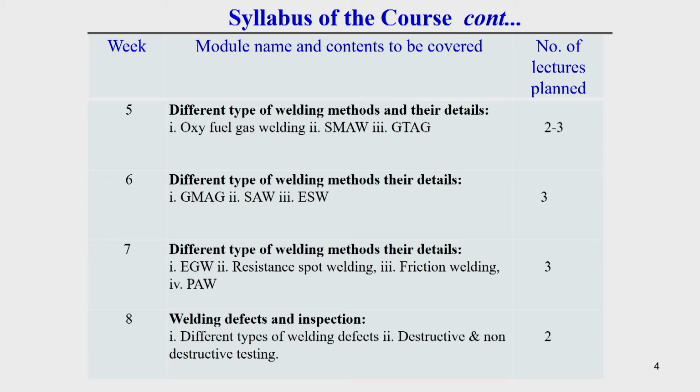Then in the sixth week, I will cover gas metal arc welding, submerged arc welding, then electroslag welding. Then in the 7th week, I will cover electrogas welding, resistance spot welding, friction welding, and plasma arc welding. These are the different welding processes which I will cover in these 3 weeks, which are generally widely used in traditional manufacturing industry.